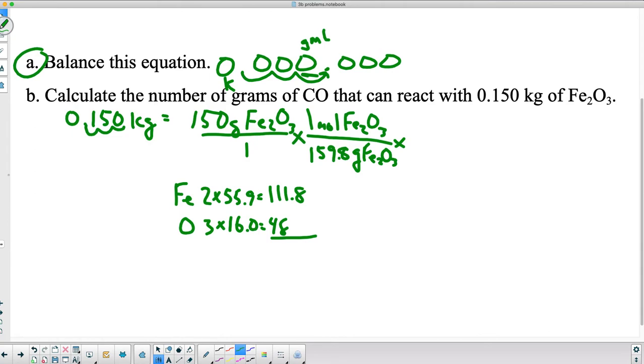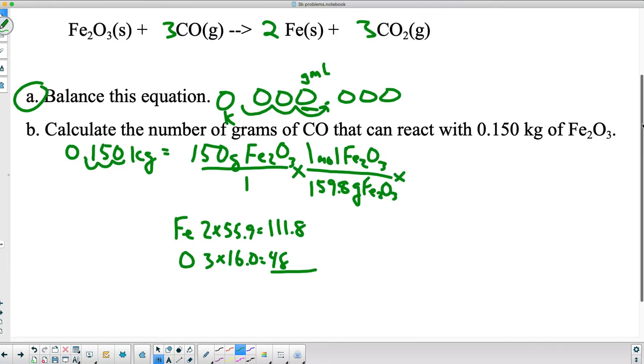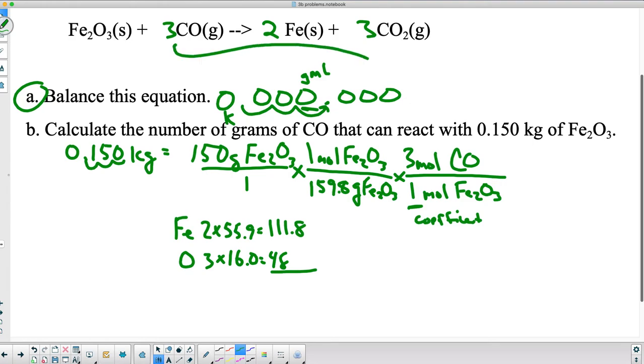So now I have moles of Fe2O3, and look what I'm going to need. I'm going to need the balanced equation, so I'll keep it right there. I'm looking for CO, which means that here I have 1 mole of Fe2O3 because the 1 mole is the coefficient in front of Fe2O3, and 3 moles is the coefficient in front of, just like that, CO.